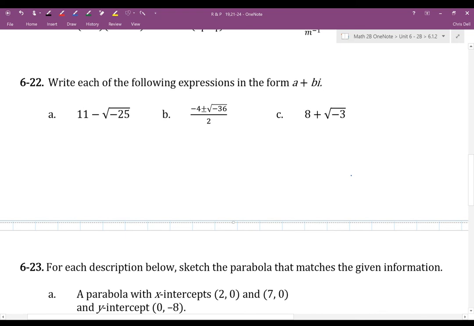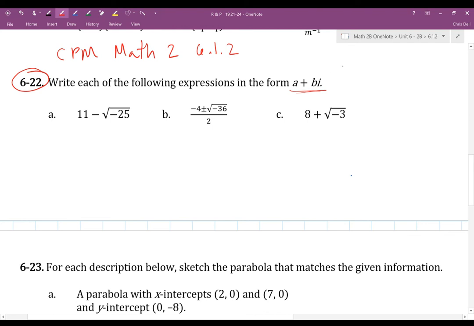We are looking at dealing with complex numbers in the form a plus bi. So I'll give a little bit of a review on that, as well as do some problem sets to show you how you would write them in that form. This is coming from CPM's Integrated Math 2, section 6.1.2, number 6-22. It says, write each of the following expressions in the form a plus bi.